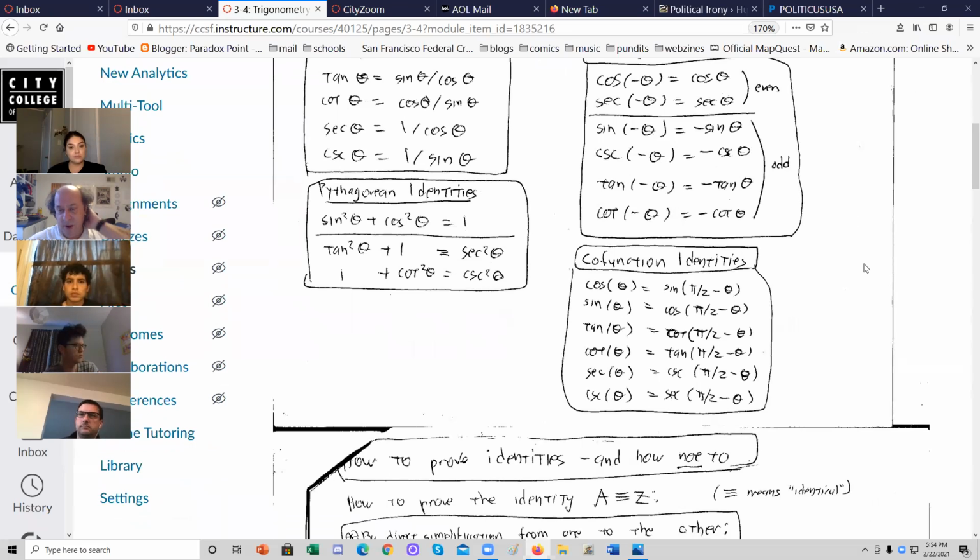Then there's a whole business about cofunctions. Cosine of theta is sine of pi halves minus theta. This is the complement of the angle theta, so cosine of angle is sine of co-angle, and vice versa. Sine of theta equals cosine of pi halves minus theta. Tangent and cotangent are related like that, tan and co. Secant and cosecant are related like that. Trig function of theta equals cotrig of complement of theta.